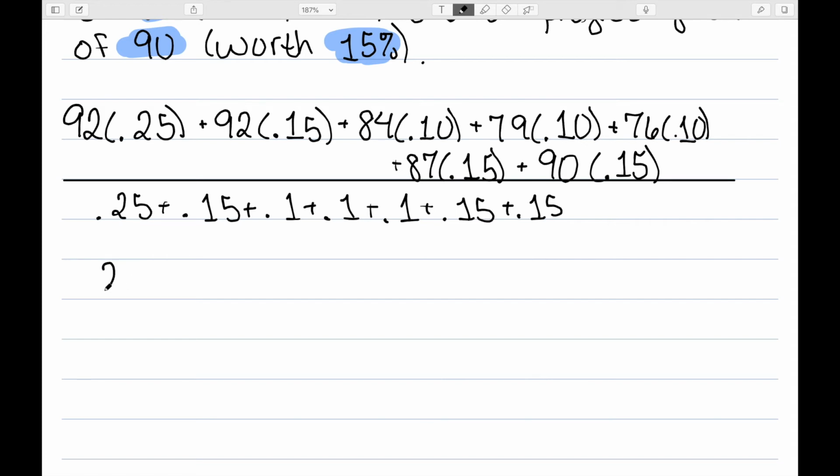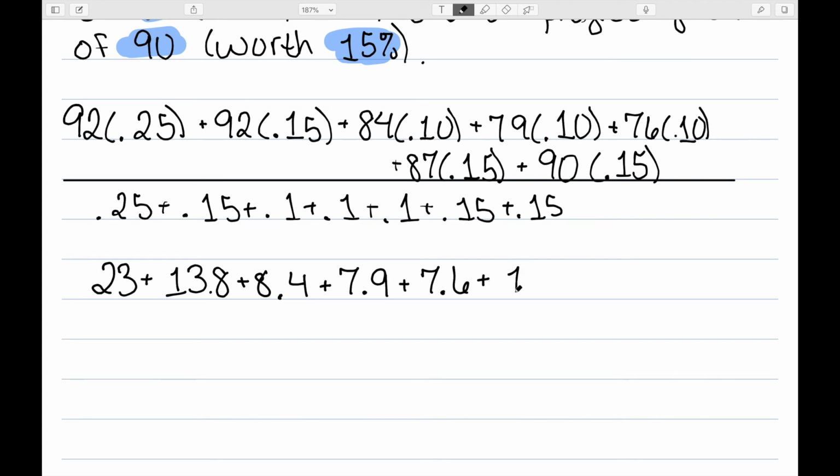92 times 0.25 is 23. 92 times 0.15 is 13.8. 84 times 0.1 is 8.4. 79 times 0.1 is 7.9. 76 times 0.1 is 7.6. 87 times 0.15 is 13.05. And finally, 90 times 0.15 is 13.5.